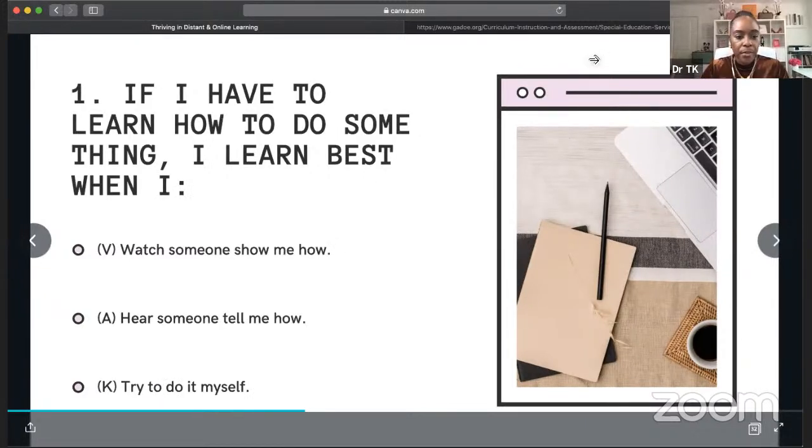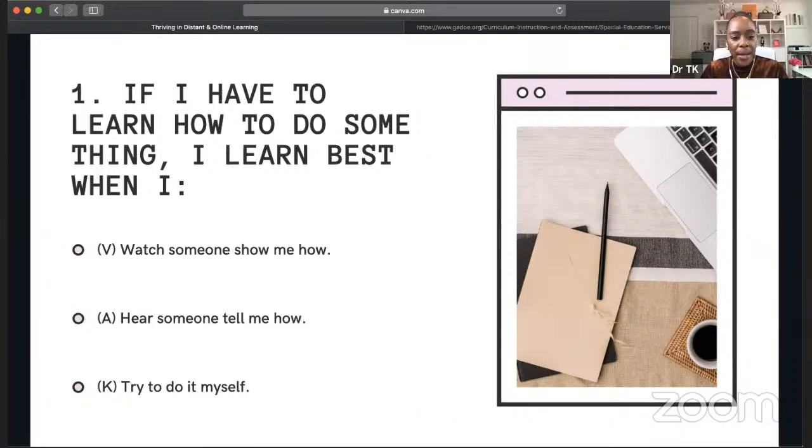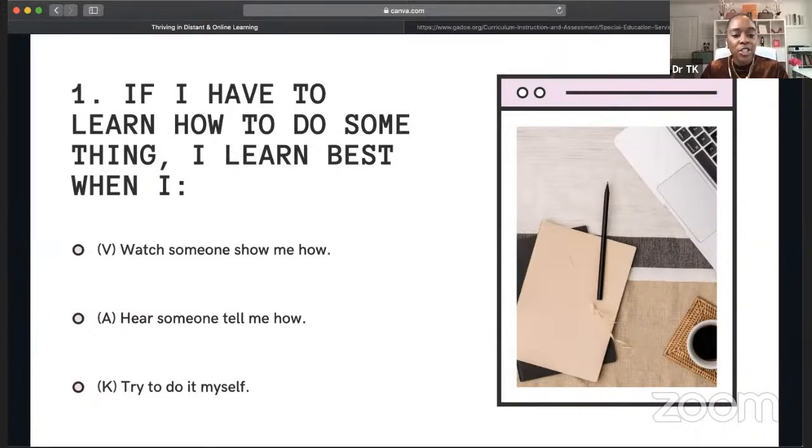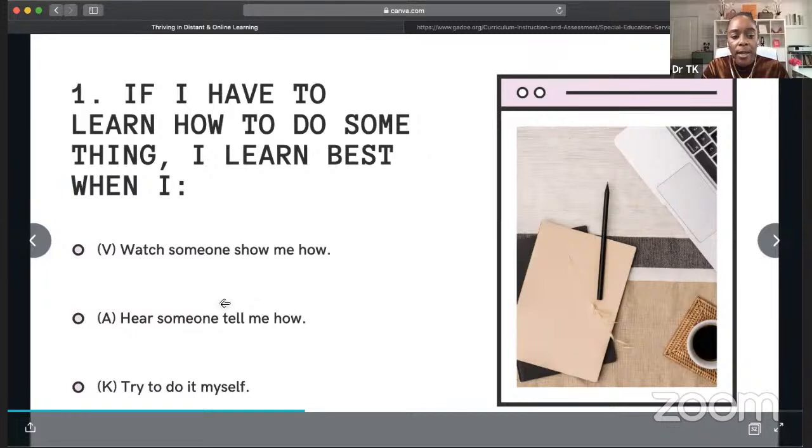Number 1, if I have to learn how to do something, I learn best when... and what you're going to do is put V next to your number 1, you're going to put V, A, or K. That's your answer code. So you put which one applies. You don't have to write down the whole sentence, just put V, A, or K. So if I have to learn how to do something, I learn best when I: V, watch someone show me how; A, hear someone tell me how; or K, try to do it myself.